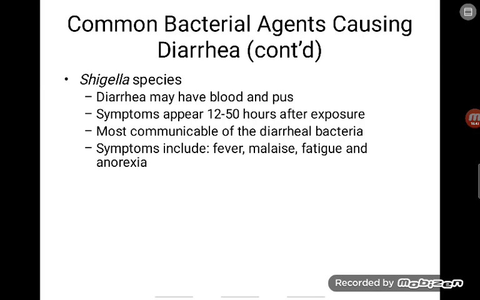The third microorganism causing diarrhea discussed in this lecture is the Shigella species. Shigella species may cause diarrhea that may have blood and pus. Usually, symptoms develop 12 to 50 hours after exposure. Shigellosis, sometimes called bacillary dysentery, is the most communicable form of the diarrheal bacteria. Symptoms of shigellosis include fever, malaise, fatigue, and anorexia.